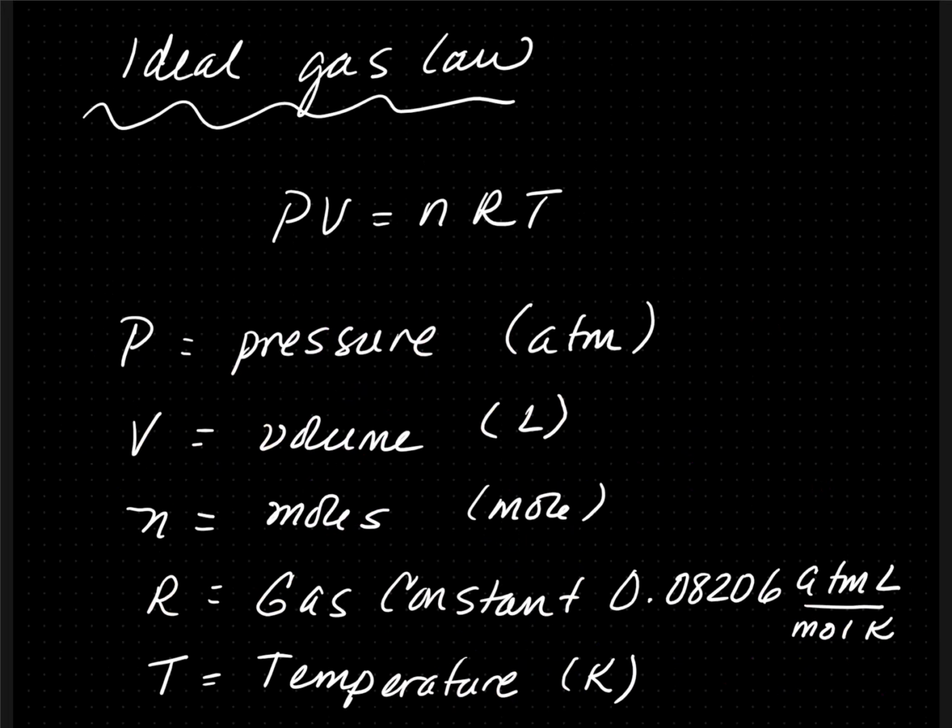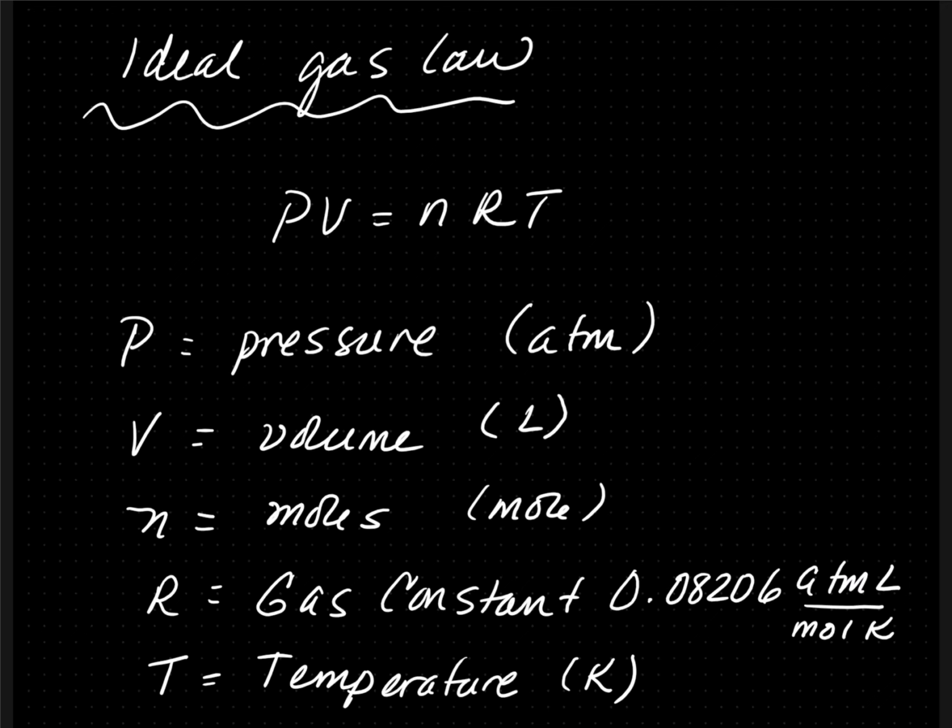The ideal gas law, PV equals nRT, pressure times volume equals moles times R, the gas constant, times temperature, is for hypothetical gases. Real gases do not behave ideally. Later on, we'll discuss the difference between ideal and real gases.